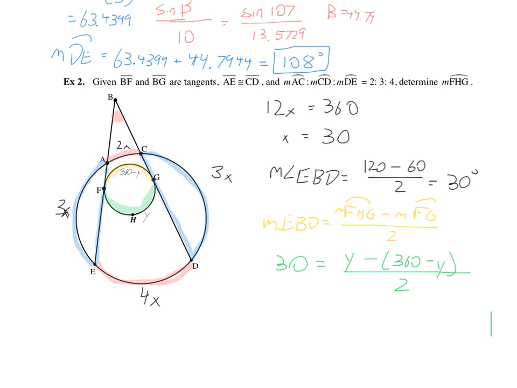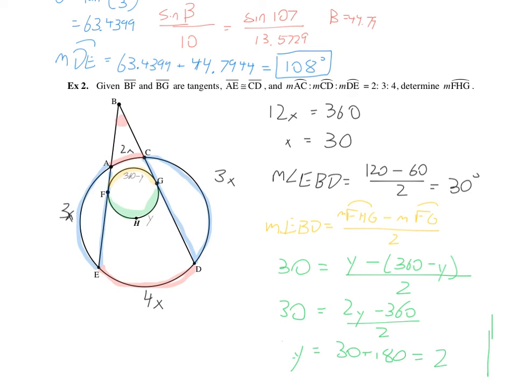So solving this, I get 30 equals 2y minus 360 over 2. So y, we're going to add the 180 over to the other side. Oh, and the 2 needs to go too. Coefficient should just be y equals 30 plus 180, or 210 degrees. Okay, so that would be your answer for FHG.